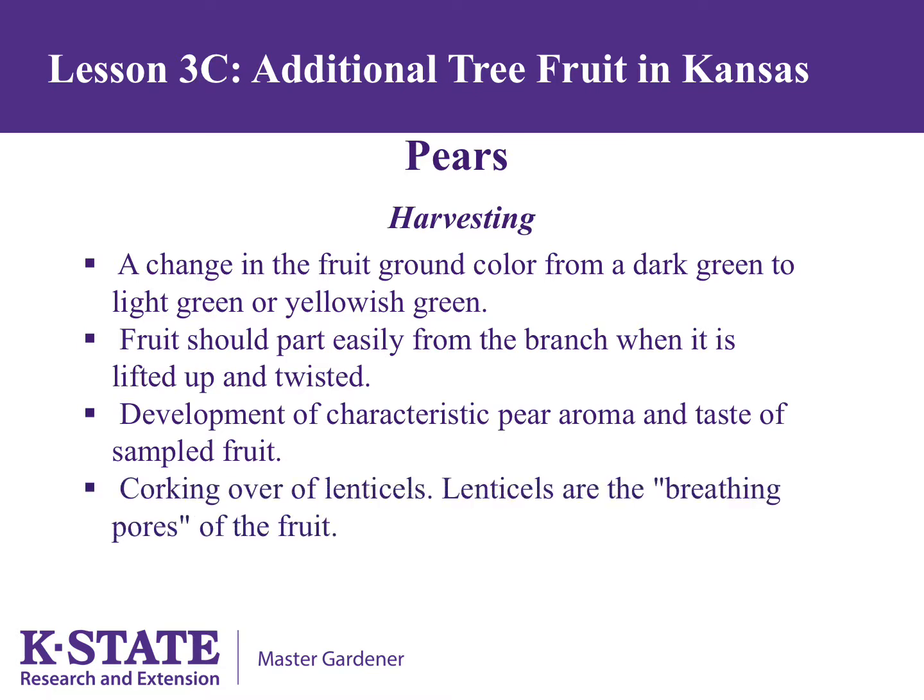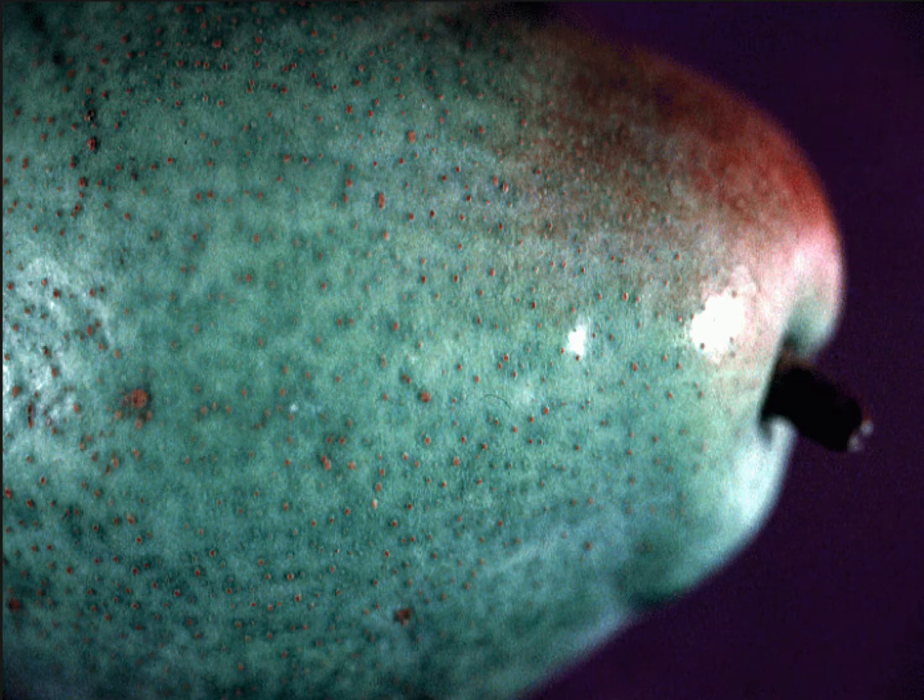The last characteristic is the corking over the lenticels. Lenticels are the breathing pores of the fruit. This photo illustrates two of the characteristics we mentioned previously. The tan spots are the lenticels. If this fruit was immature, the spots would be white rather than the corky color.